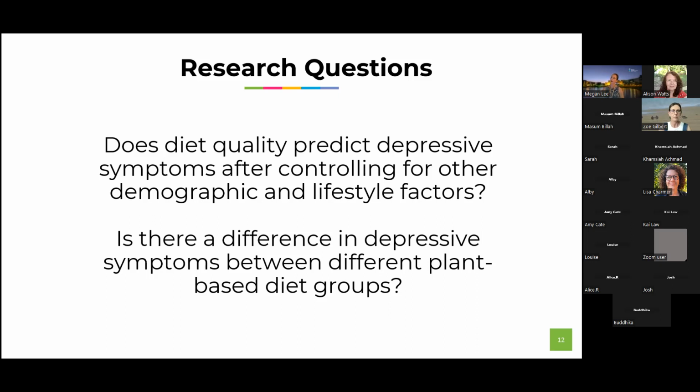So what sort of analysis do you think would answer this research question? ANOVA, good, Albi. Excellent. Yeah. Good. What's the dependent variable in the ANOVA question? The dependent variable. Yeah, good. And what's the independent variable?